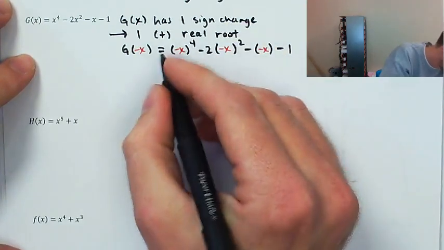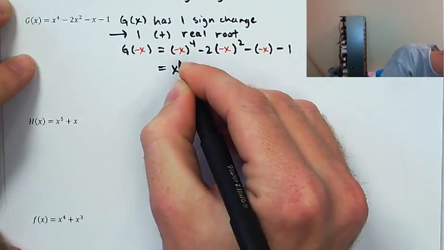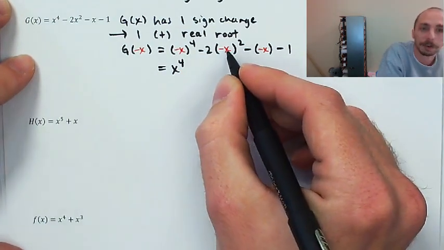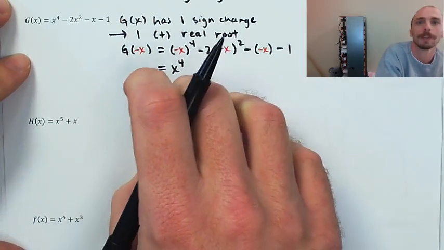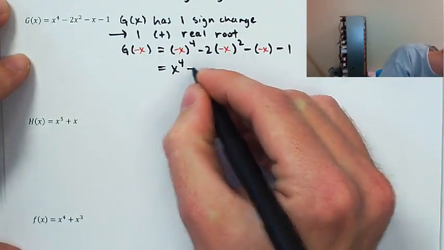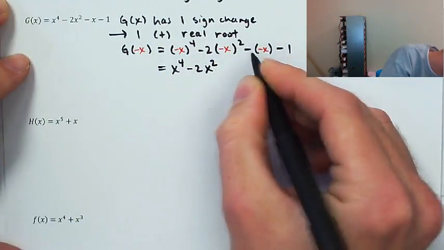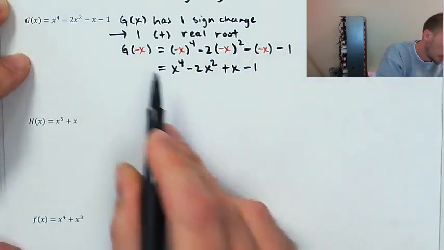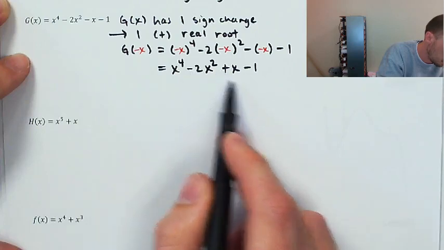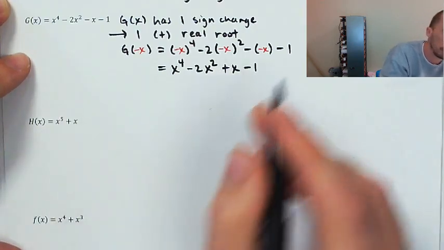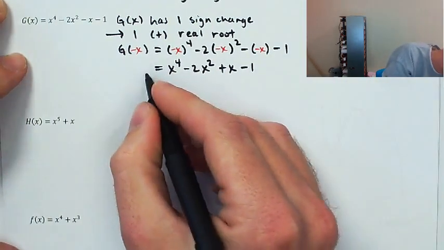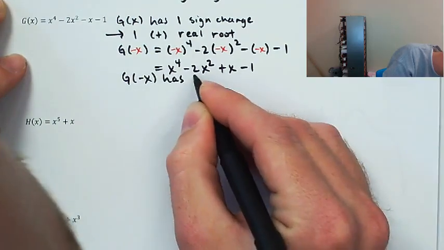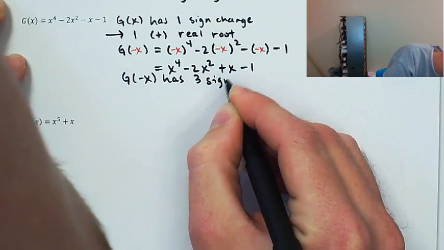It's another way of looking at it. That's going to be positive x to the fourth, because of the even power. Minus 2 times negative x squared. Well, if I multiply negative x times negative x, that's positive x squared. So I've got negative 2 times positive x squared minus a negative x minus 1. This one has 1, 2, 3 sign changes. So g of negative x has 3 sign changes.